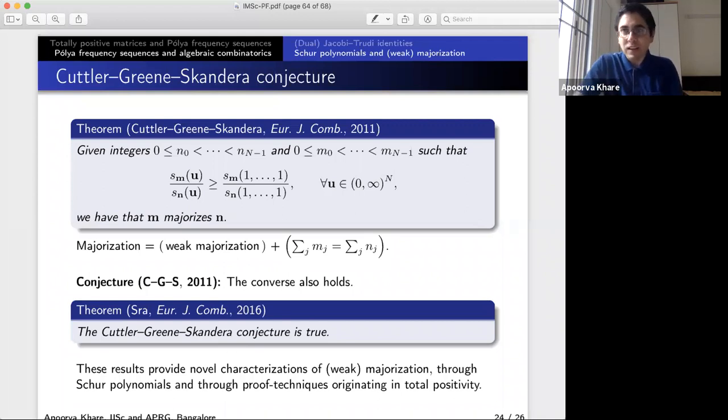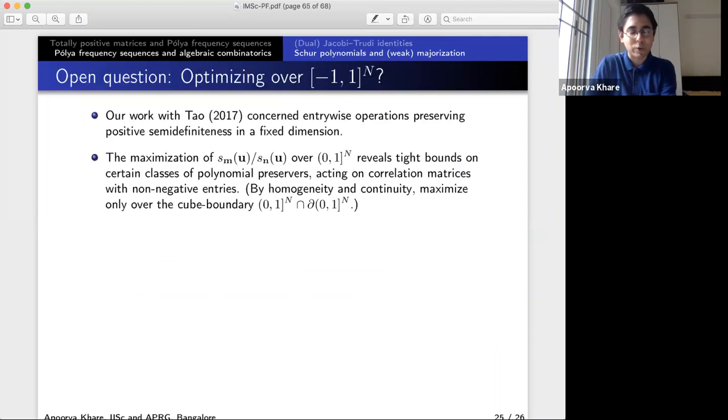So finally, as I promised Amri, I will end with a question that would answer something that I care about in this paper with Tao. So the reason we were working in this paper was to understand something about entry-wise operations preserving positive semi-definiteness in a fixed dimension, so something in matrix theory or matrix analysis and functions applied to them.